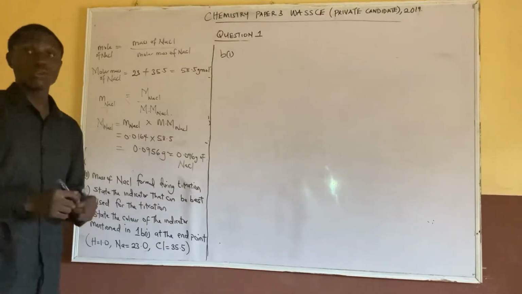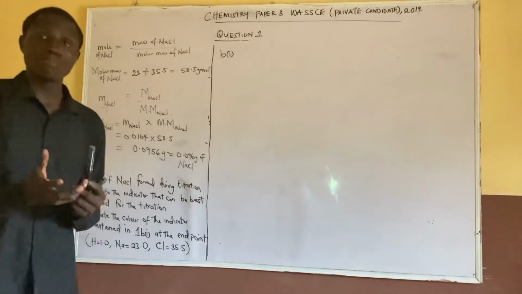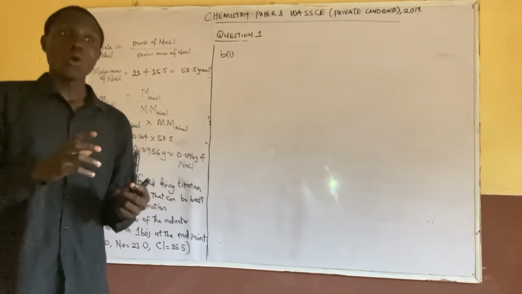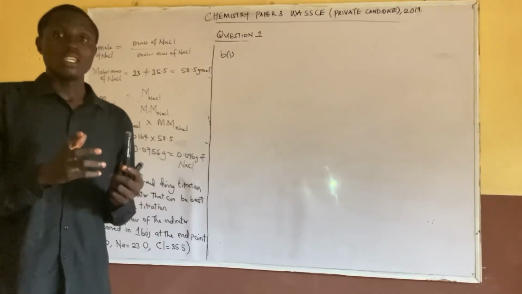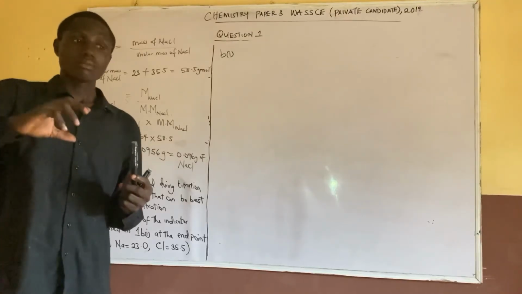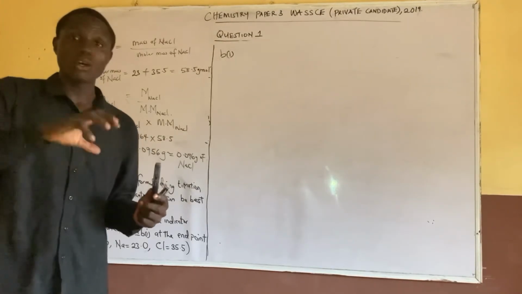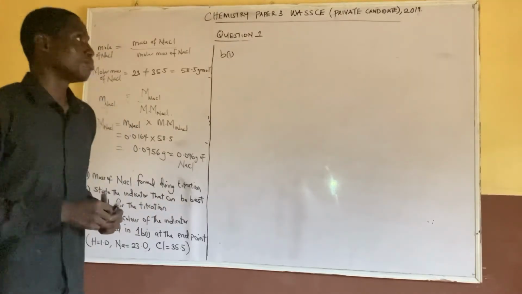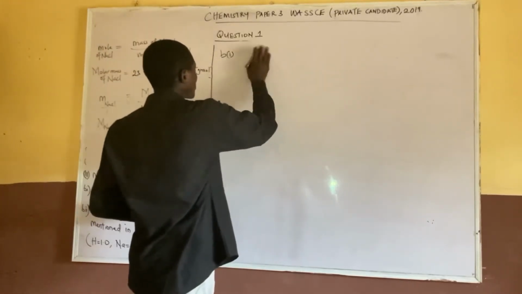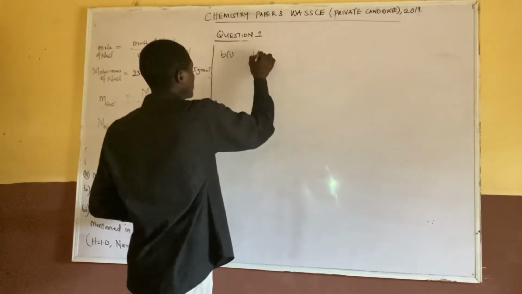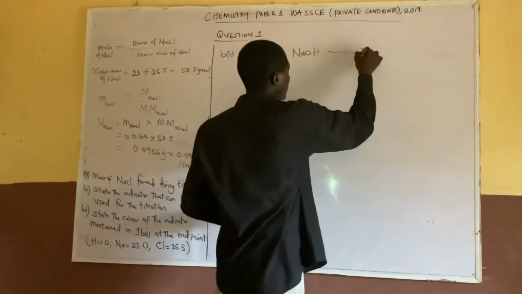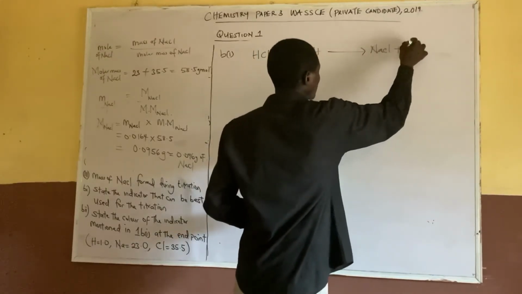Now, if you want to know the indicator that will be best for the titration, you need to know what type of acid is used, what the alkalinity of the base is, and what the acidity of the acid is that were being titrated together. So what do you mean by that? We need to consider the equation of the reaction, which is HCl plus sodium hydroxide to give sodium chloride plus water.